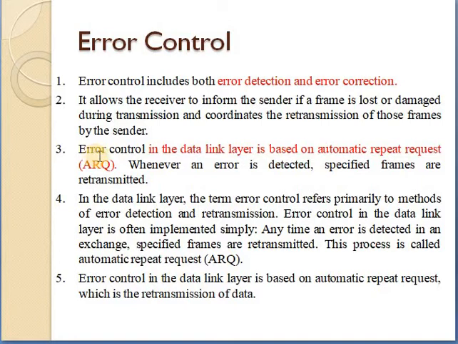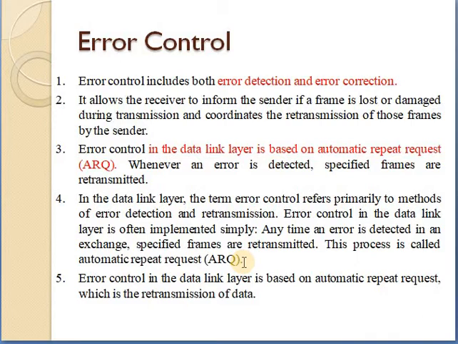Error control in the data link layer is based on ARQ. ARQ means automatic repeat request. Whenever an error is detected, specified frames are retransmitted. In the data link layer, the term error control refers primarily to methods of error detection and retransmission. Error control is often implemented simply: anytime an error is detected in an exchange, specified frames are retransmitted, and this process is called ARQ.